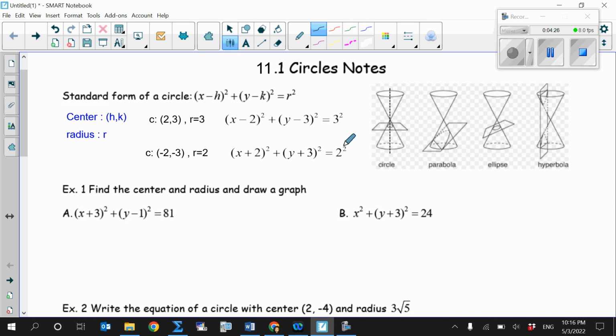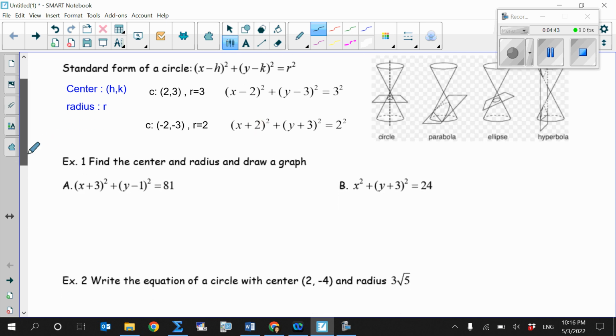And the radius is 2. You raise it to the power of 2, so it's going to be 2 squared. You can also write 4 instead of 2 squared, but this looks better because it represents the radius as well. So this is how the equation of a circle will look.